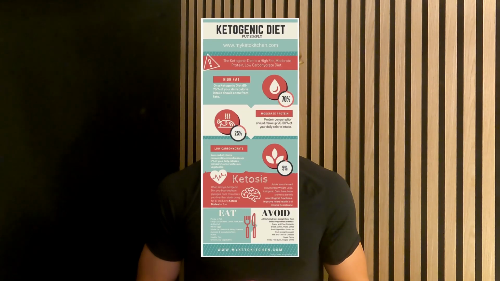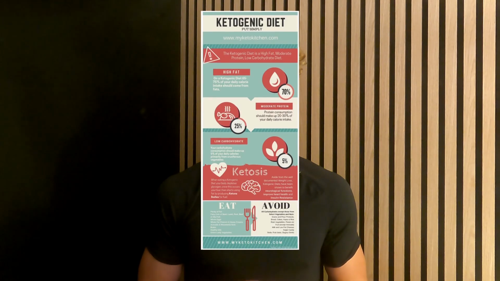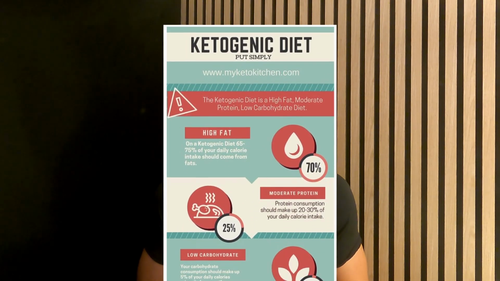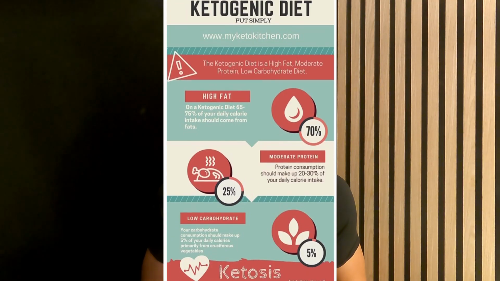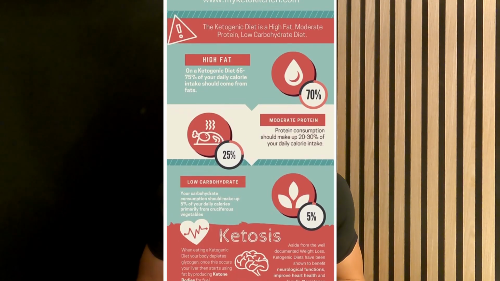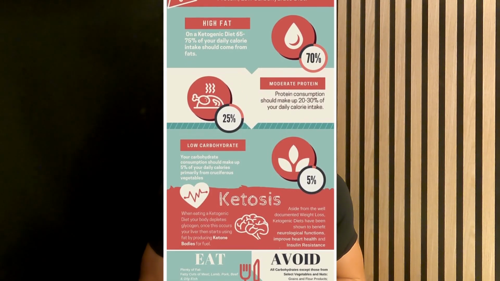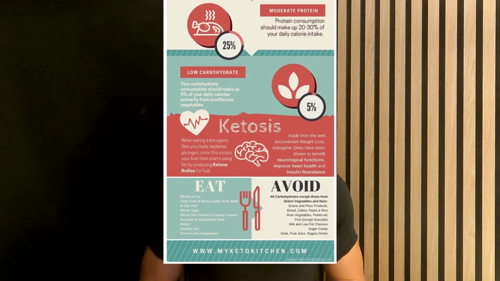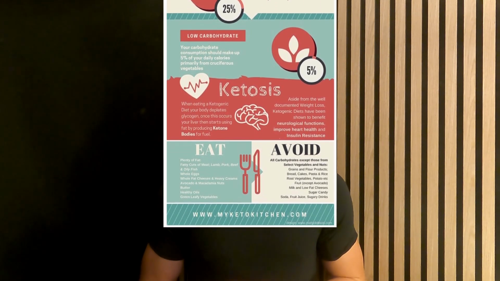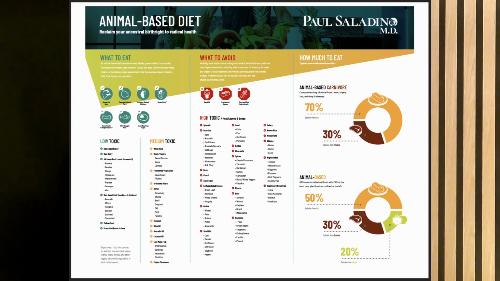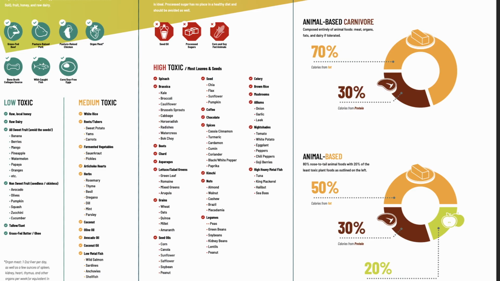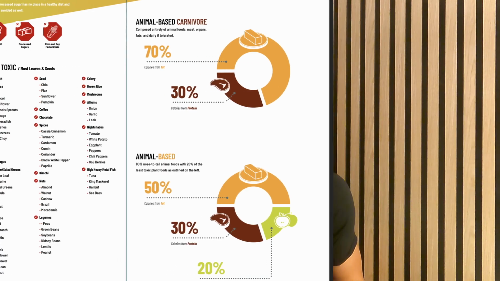The first infographic I chose is titled Ketogenic Diet, put simply, from the website My Keto Kitchen. It explains how the ketogenic diet is high fat, moderate protein, and low carbohydrate. After that, it gives a brief point explaining what ketosis is, which is a result of a proper ketogenic diet, and what foods to eat and to avoid. The second is an animal-based diet infographic, which outlines foods labeled as low toxic, medium toxic, and high toxic.